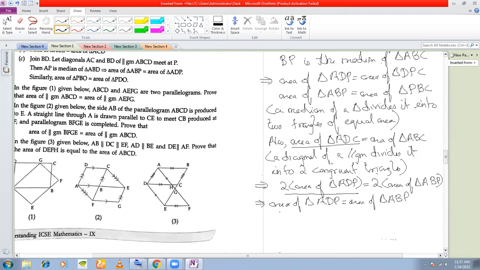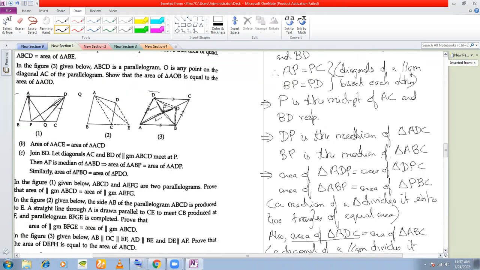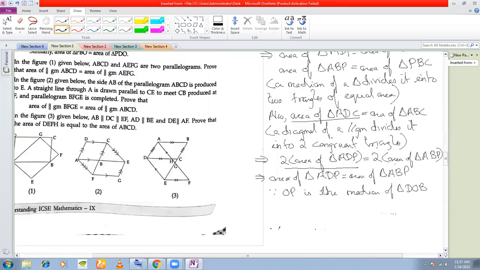Yes, sir. So since OP is the median of triangle DOB, these two triangles must be equal in area. Area of this triangle must be equal to area of this triangle. That means I can say area of triangle DPO is equal to area of triangle BPO, right?